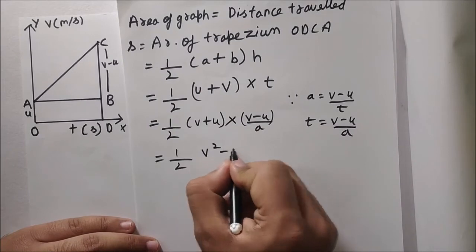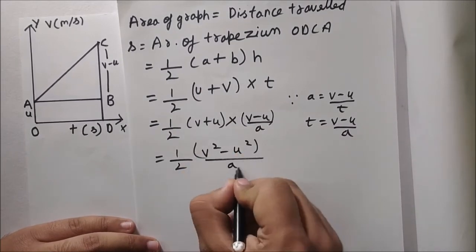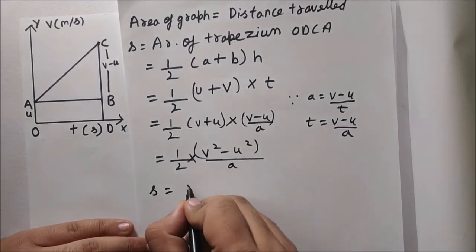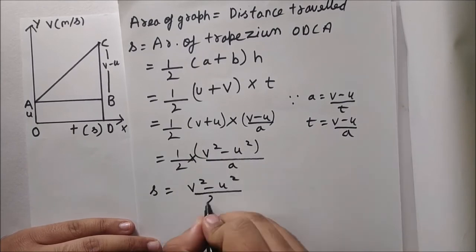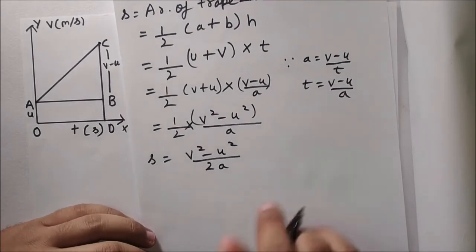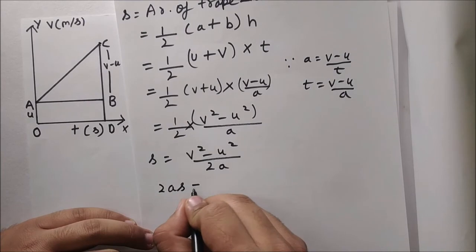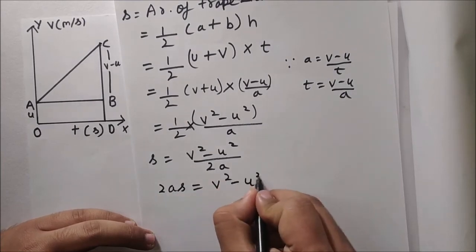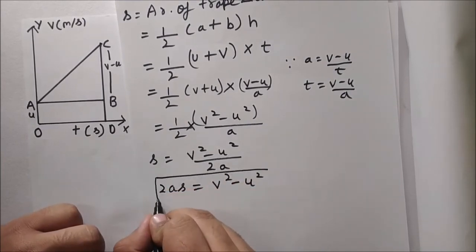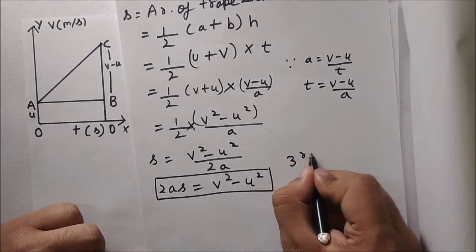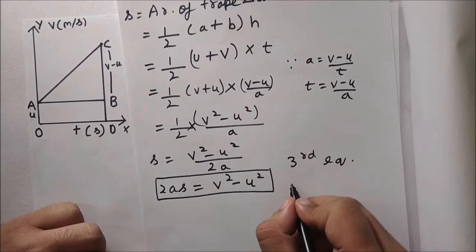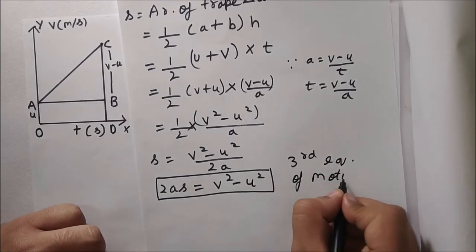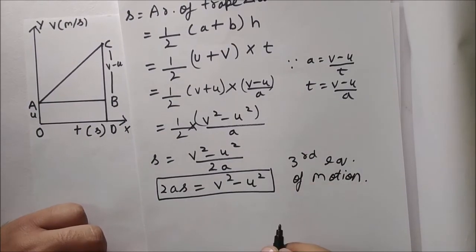And here if we write U plus V or V plus U, it's the same thing. So half into, now it has become V square minus U square because it was V plus U and V minus U. So yes, S equals V square minus U square upon 2A. Now 2A will go to the LHS, and 2AS equals V square minus U square. So that's the third equation of motion, and we have derived it.